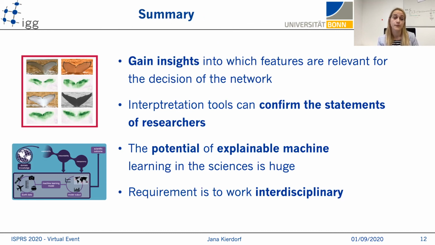To sum up, we gain insights into which features are relevant for the decision of the network in the context of whale identification, and we can conclude that the interpretation tools confirm the researchers' statement. I see a huge potential of explainable machine learning for science, for every kind of geodata. However, the requirement is to work interdisciplinary. And we would like to see more people working at the interface of machine learning and some kind of application area.